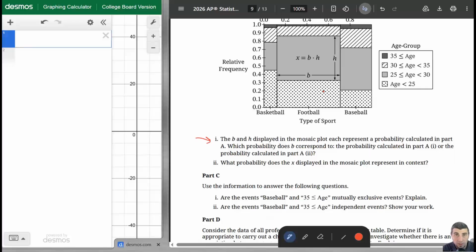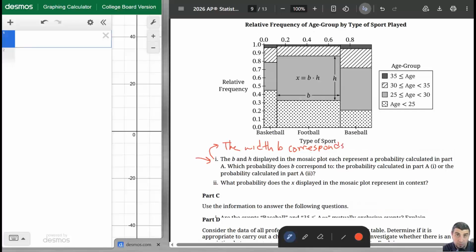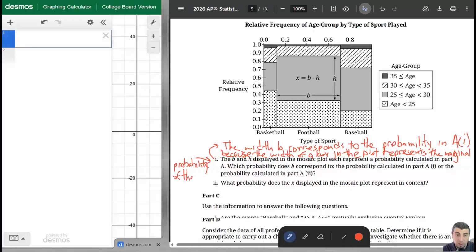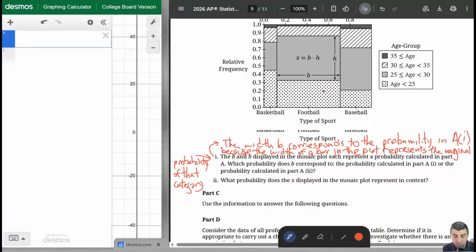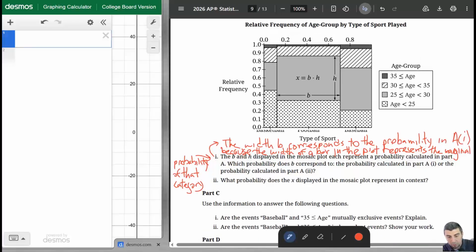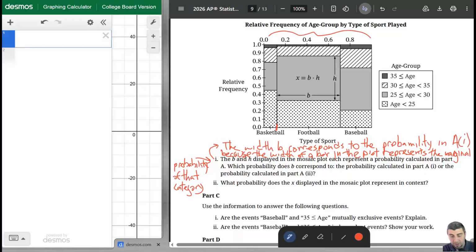So the width B corresponds to the probability in Part A I, because the width of a bar in the mosaic plot represents the marginal probability of that category. In other words, football. If you look down here, the horizontal axis goes from 0 to 1, and it's divided up into basketball, football, and baseball. So the width of this bar here, which is B, represents the marginal probability of football, which corresponds to Part A I.